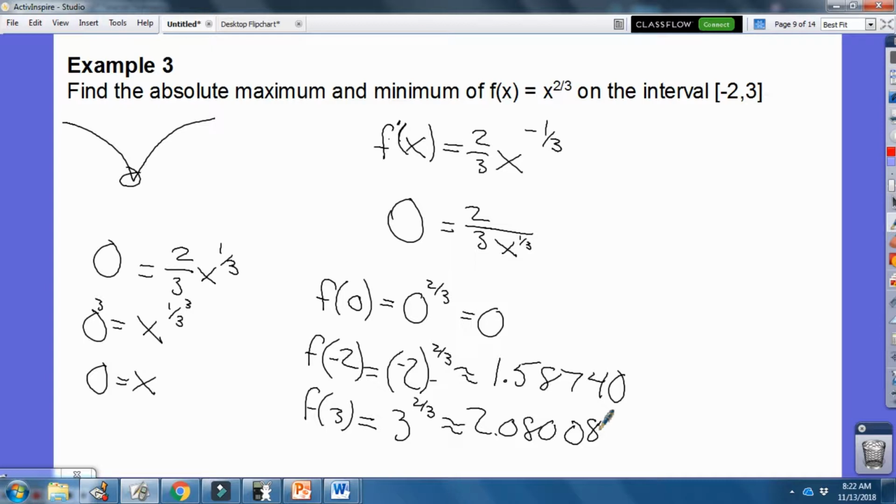So my maximum is this greatest value, 2.08008, and my minimum is 0, 0. So to answer the question, find the absolute max and the absolute min. The max is 3, 2.08008, and the min is 0, 0.